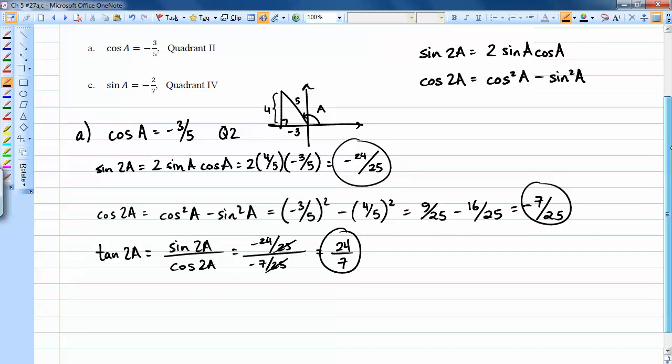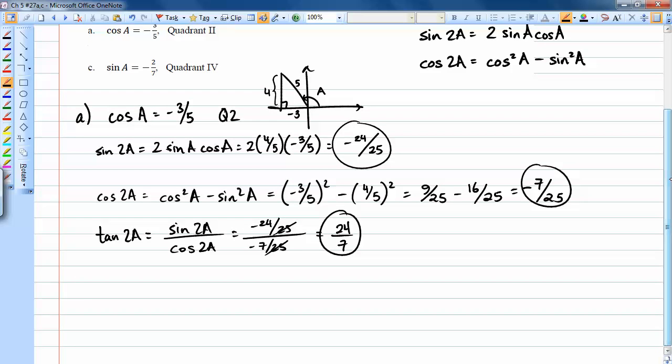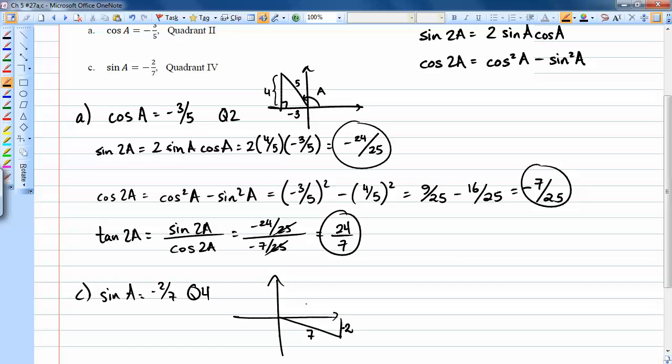We'll do part C just so you see it anyway. But it's really the same sort of deal. So in C, we got sine of A equals negative 2 over 7. And it's in quadrant 4. So let's draw that sketch. Quadrant 4, the y value is 2 and the radius is 7. So we'll make negative 2 down, 7 right here. And if you solve for the x value here, that's 49 minus 4, so this is root 45.